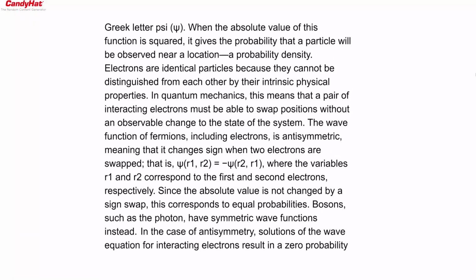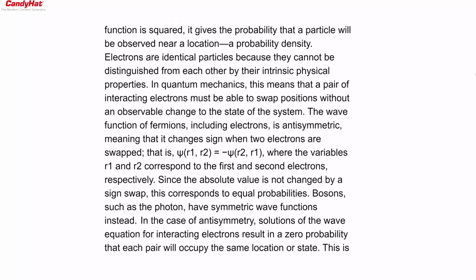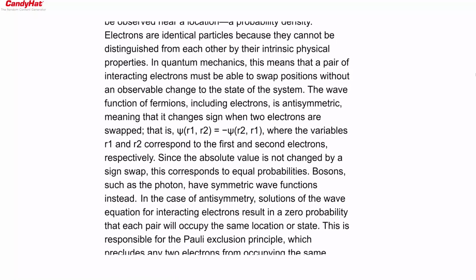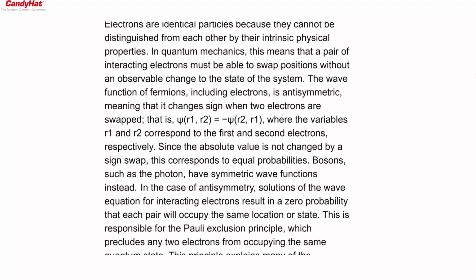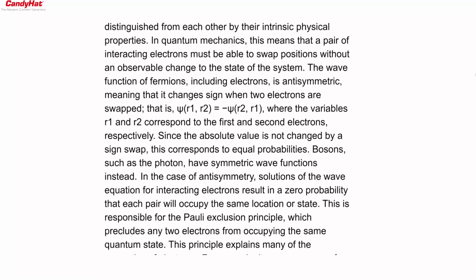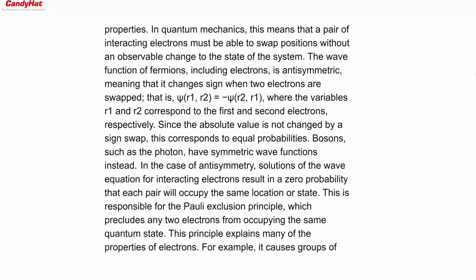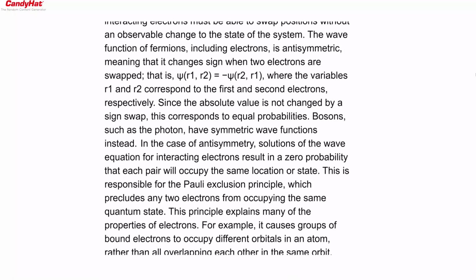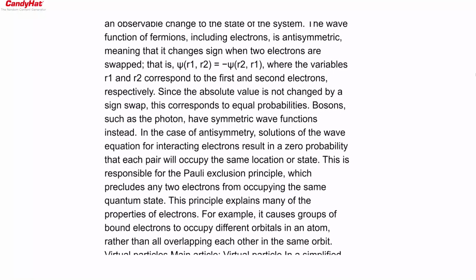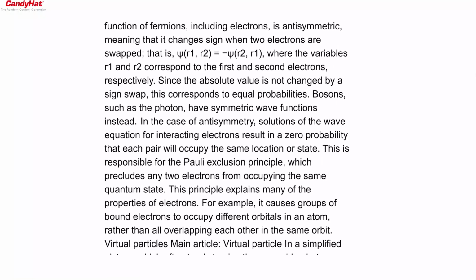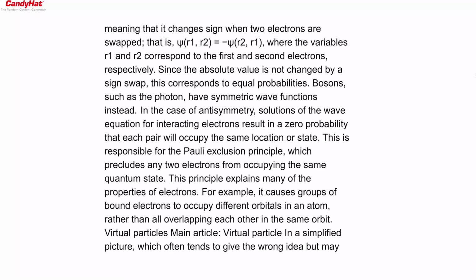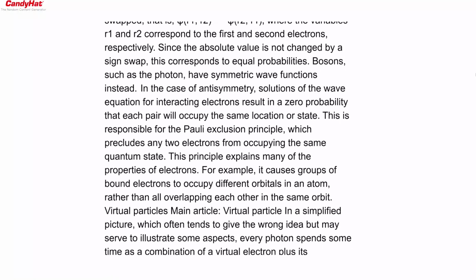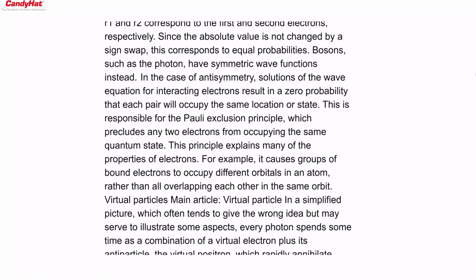Electrons are identical particles because they cannot be distinguished from each other by their intrinsic physical properties. In quantum mechanics, this means that a pair of interacting electrons must be able to swap positions without an observable change to the state of the system. The wave function of fermions, including electrons, is antisymmetric, meaning that it changes sign when two electrons are swapped, that is, psi(r1, r2) equals minus psi(r2, r1), where the variables r1 and r2 correspond to the first and second electrons, respectively. Since the absolute value is not changed by a sign swap, this corresponds to equal probabilities. Bosons, such as the photon, have symmetric wave functions instead.